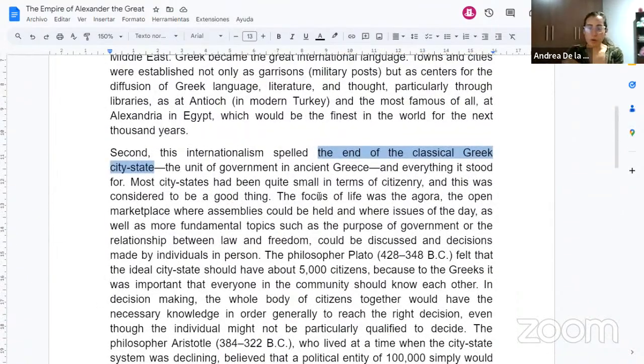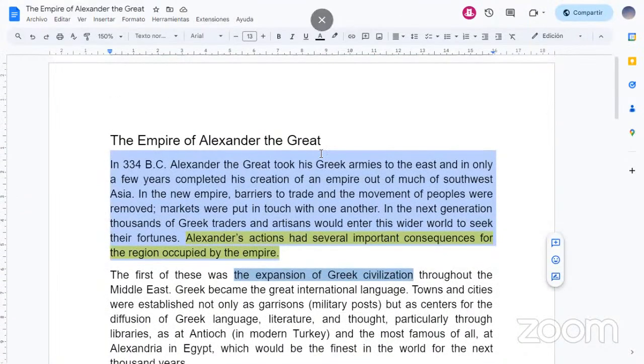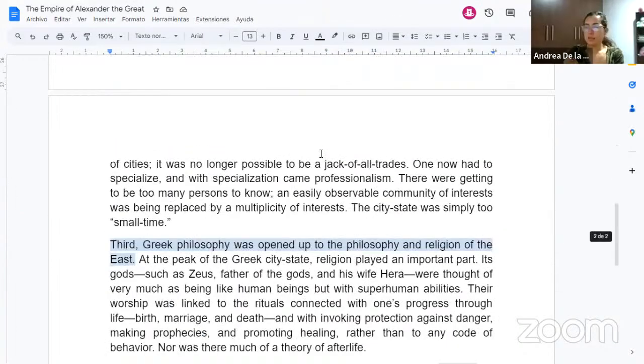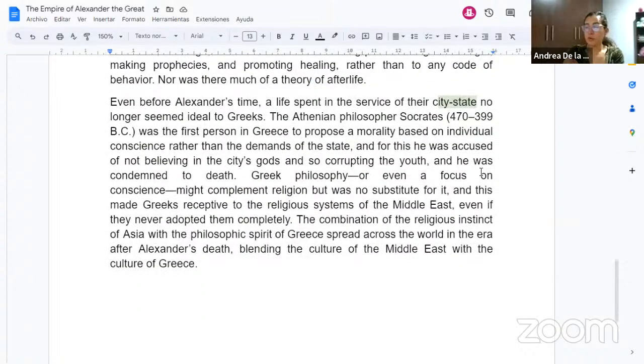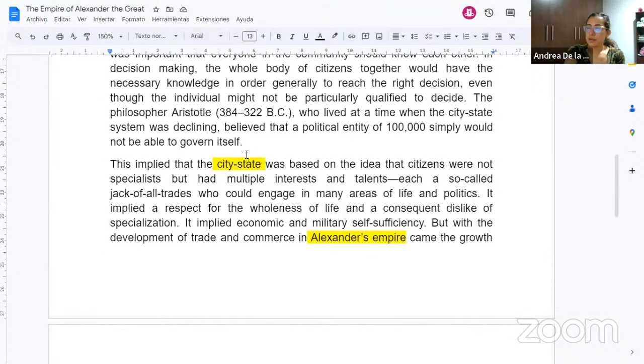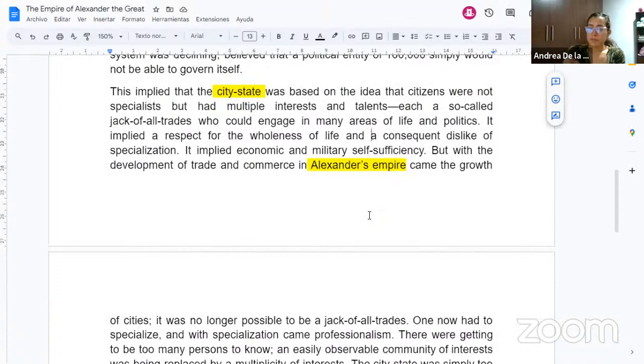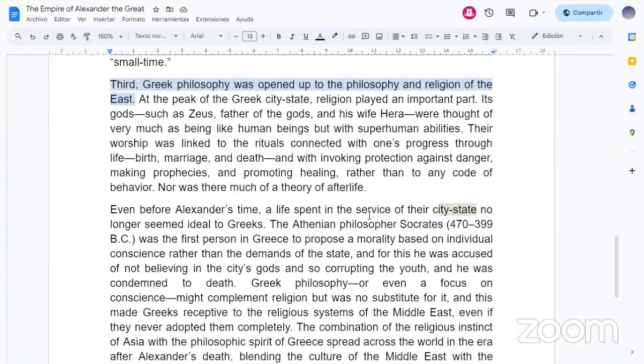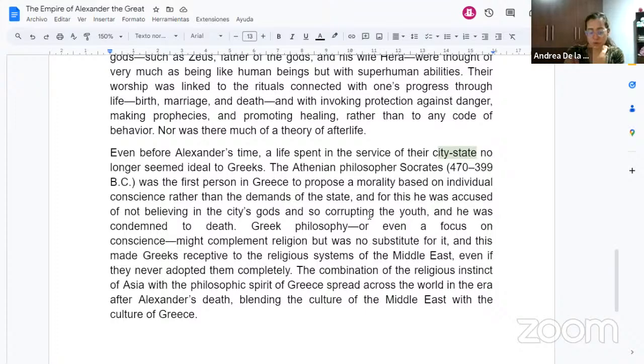Okay, any questions so far? Yeah, what is city-state? City-state, well, I don't know, really, city-state, ciudad-estado, right? But I don't know what it means, to be honest. I think they should probably explain what it is. The city-state was a type of government, un tipo de gobierno. It says it was based on the idea that the citizens were not specialists but had multiple interests and talents. They explain what the city-state is here. So ciudad-estado, but I'm not really sure how it worked.